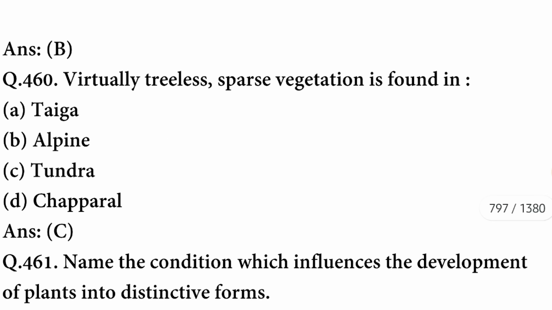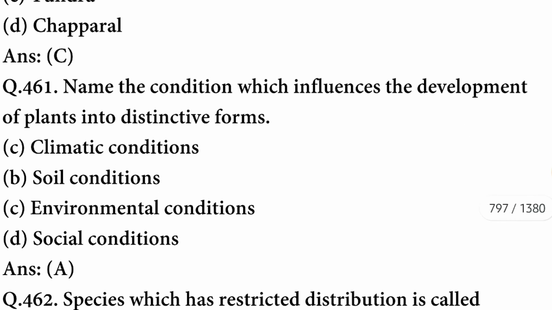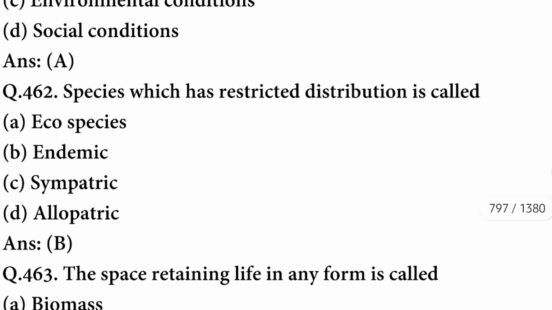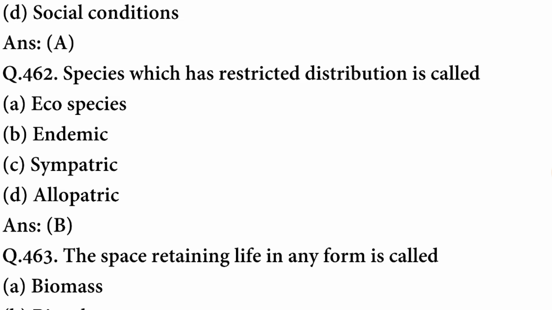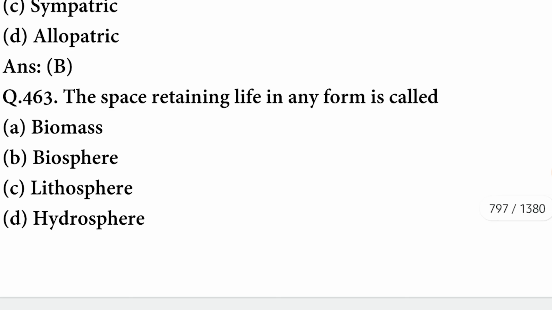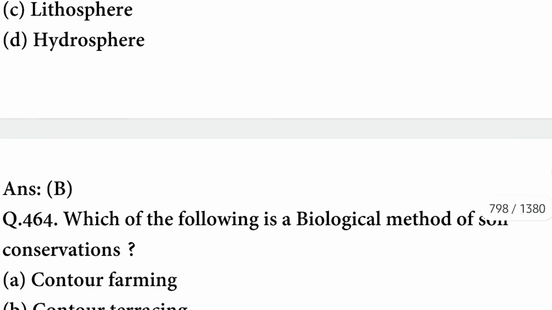Next question. Virtually treeless sparse vegetation is found in tundra. Name the condition which influences the development of plants into distinctive forms. It is climatic conditions. A species which has the restricted distribution is called endemic. B option is correct. The space retaining life in any form is called biosphere.